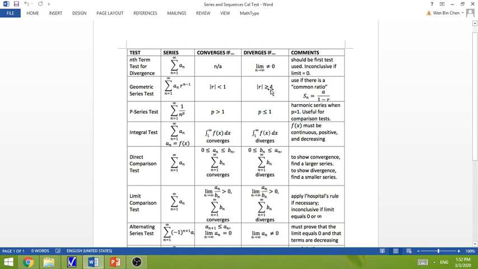If it's an infinite geometric series, the sum can always be found by using a sub 1 over the quantity 1 minus r. Again, r is called the common ratio.